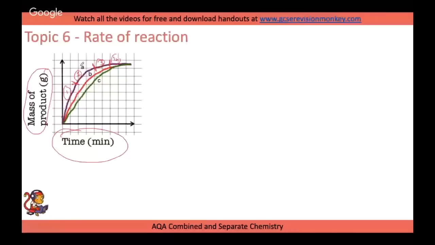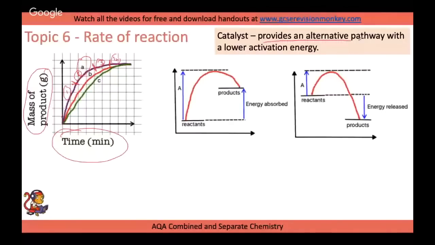We said we come back to the catalyst. We said before that it provides an alternative pathway with a lower activation energy. That's the GCSE bit. You won't get all the marks if you just say that it speeds up a reaction.